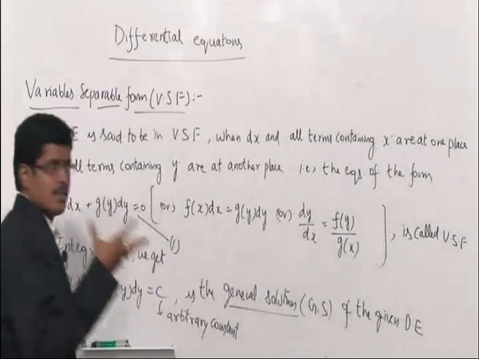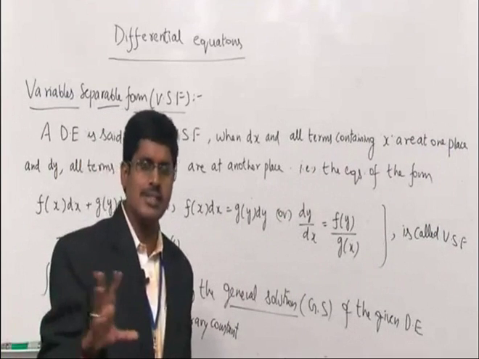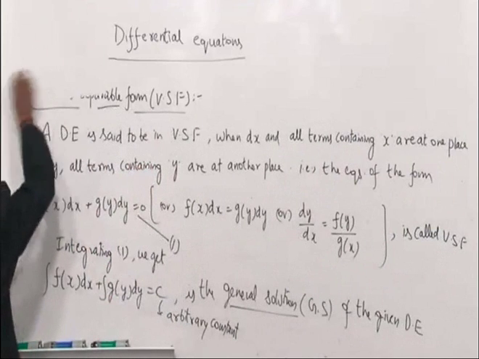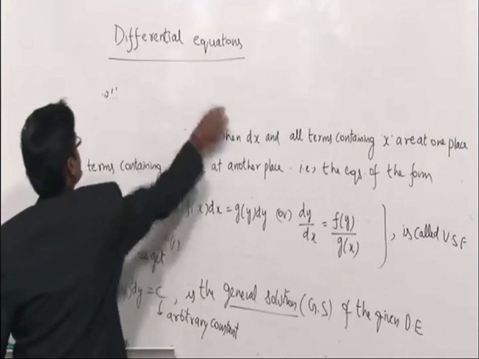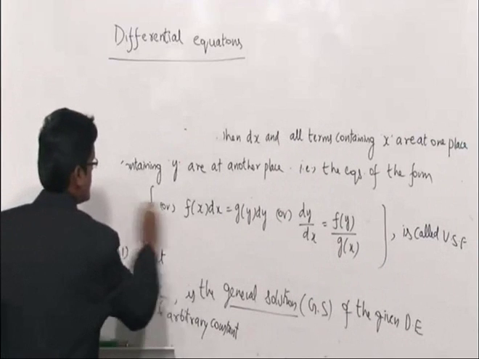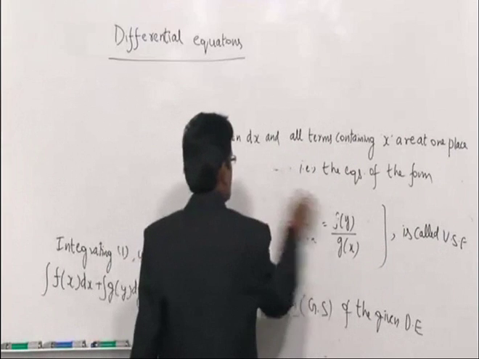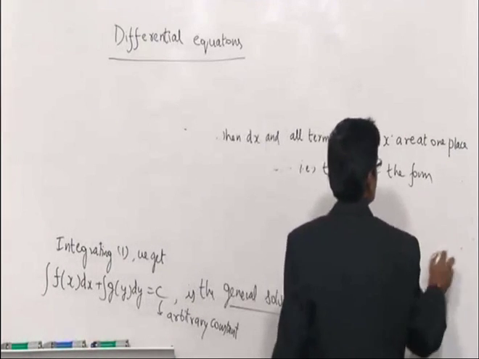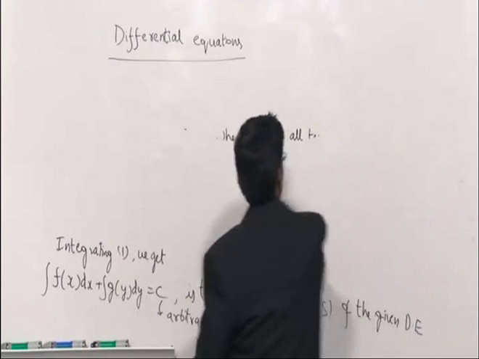Suppose if a problem is difficult to bring into any one of these forms, that is called non-variable separable. Okay, it is not variable separable form. In such case, one substitution procedure is there. Let me solve one example on this, and I will consider one more example which is not expressible in this form. Then how to do that problem?